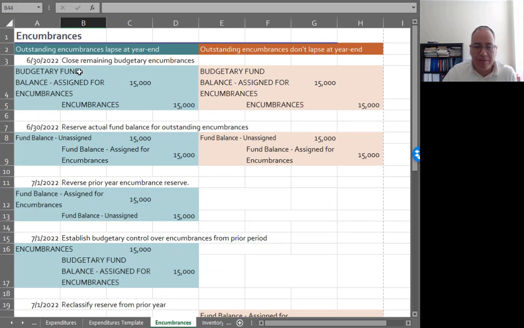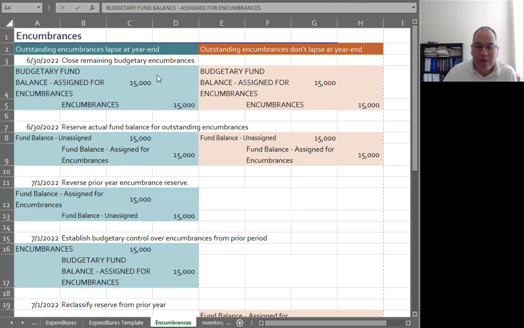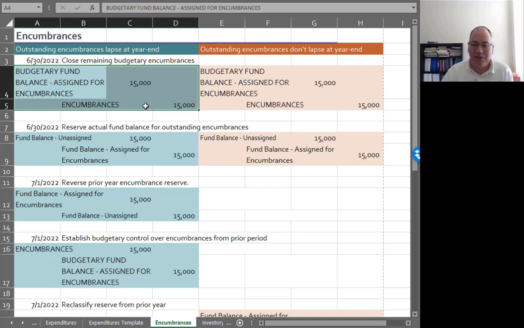Let's assume that they lapse. When you first make the purchase, you would debit encumbrances and credit budgetary fund balance assigned for encumbrances. That's just the standard journal entry. And then at the end of the year, we would reverse that entry, as it's shown over here. I think I said that wrong the first time: when you make the purchase, you debit encumbrances and you credit budgetary fund balance assigned for encumbrances.